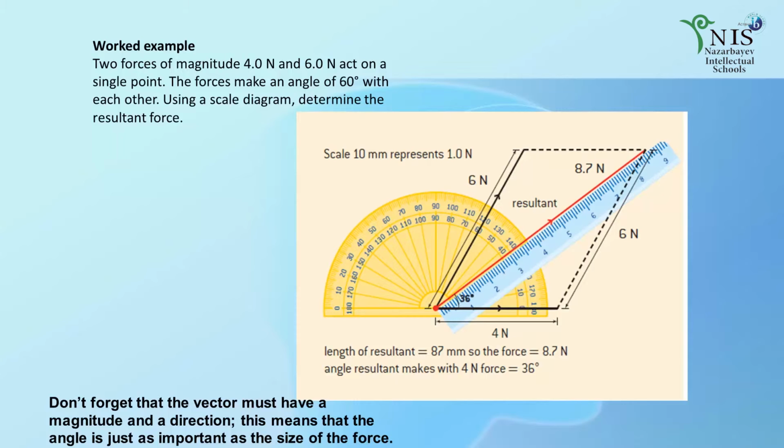The length of the resultant force is equal to 87 millimeters, so the force is equal to 8.7 newtons. The angle the resultant makes with the 4 newtons force is equal to 36 degrees.